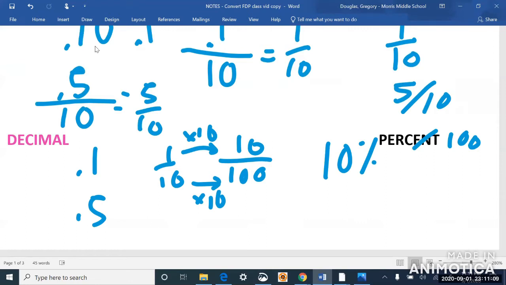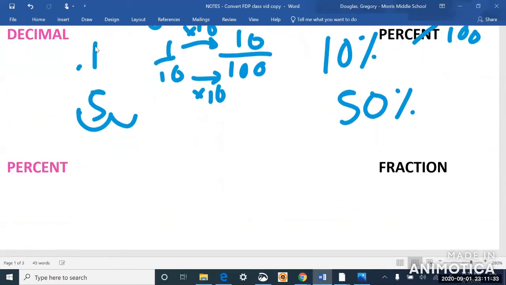To go from a decimal to percent, you move the decimal 2 spots, okay? So that would be 50%, 2 spots to the right. And from percent to decimal, it's 2 spots to the left, okay? All right, let's look at the next one.